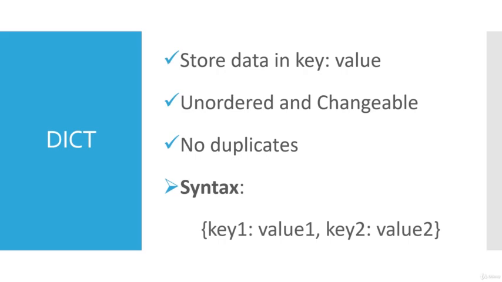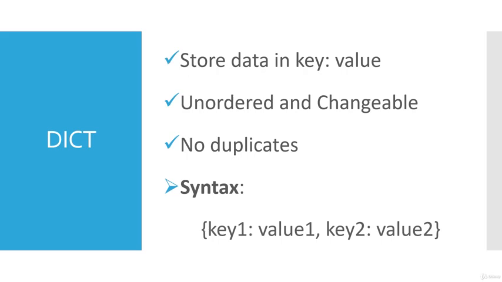So let's start with a simple definition of dictionaries in Python programming language. Dictionaries are used to store data values in key value pairs. A dictionary is a collection which is unordered, changeable, and doesn't allow duplicates. Also, dictionaries are written with curly brackets and have keys and values, as in this syntax you see.